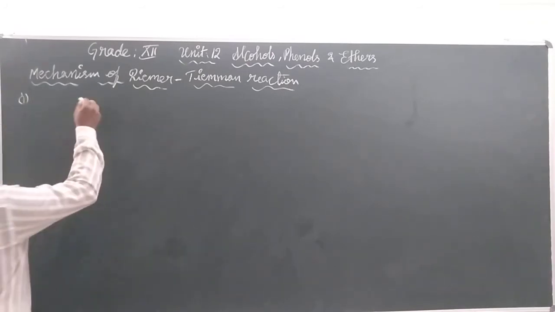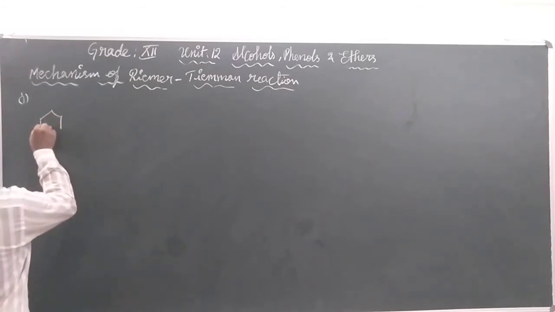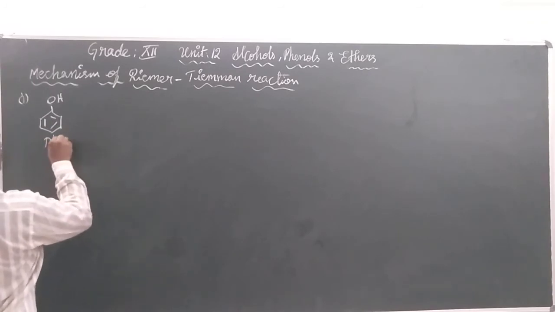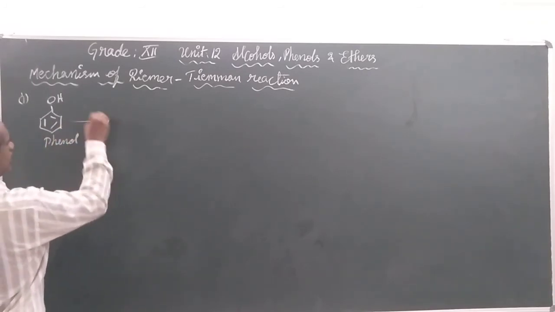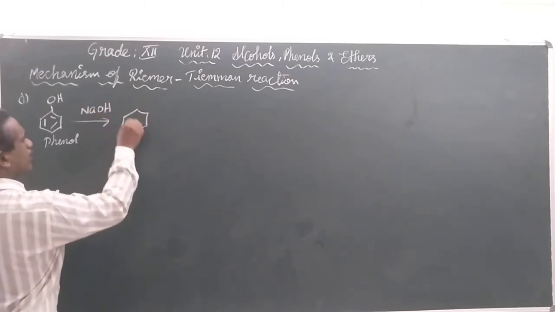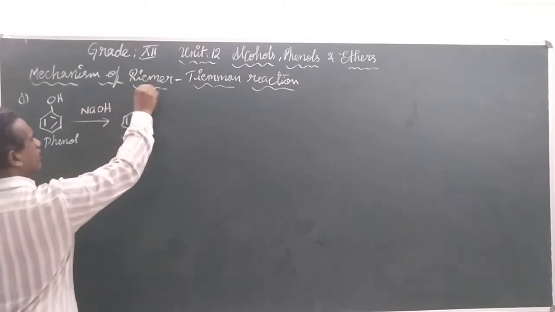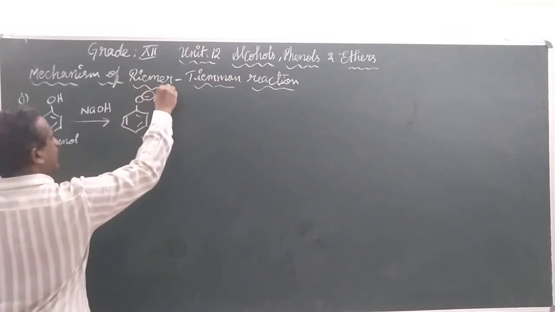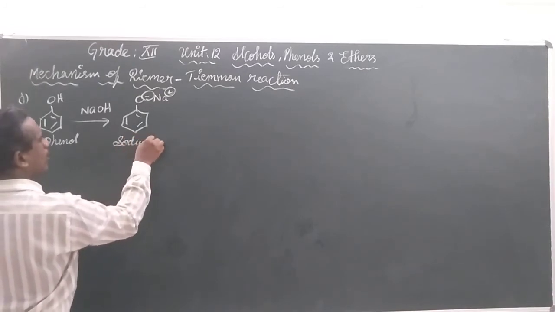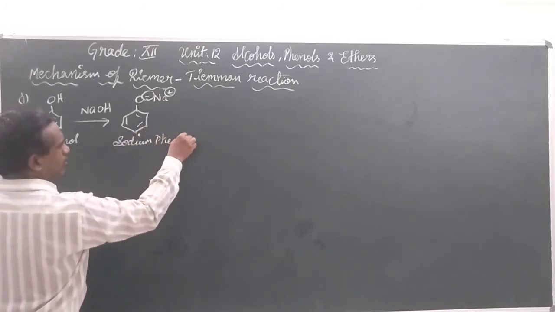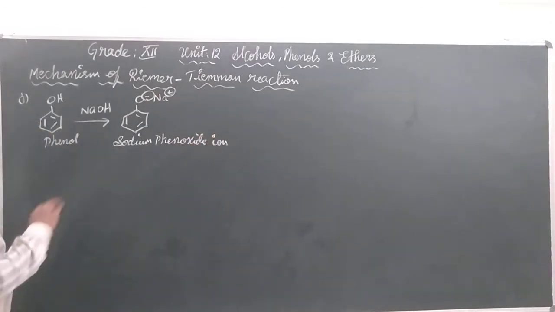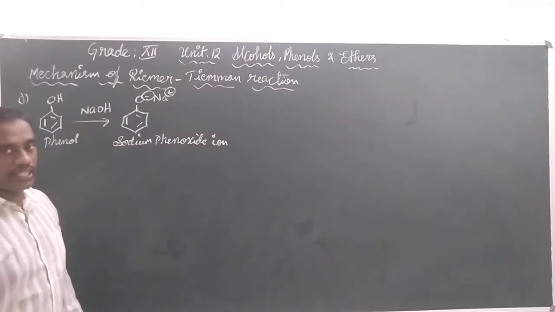Now, initially in the first step, we are reacting phenol with sodium hydroxide. That is going to form sodium phenoxide ion. We have discussed this many times. What does this form? Sodium phenoxide ion. Okay, this is the first step that took place.